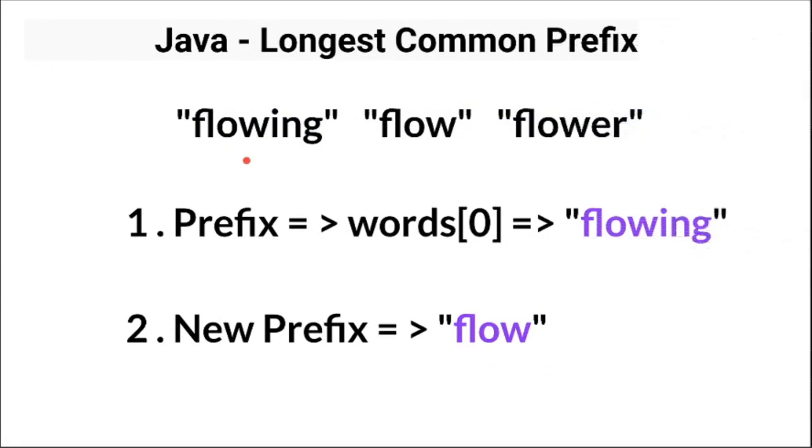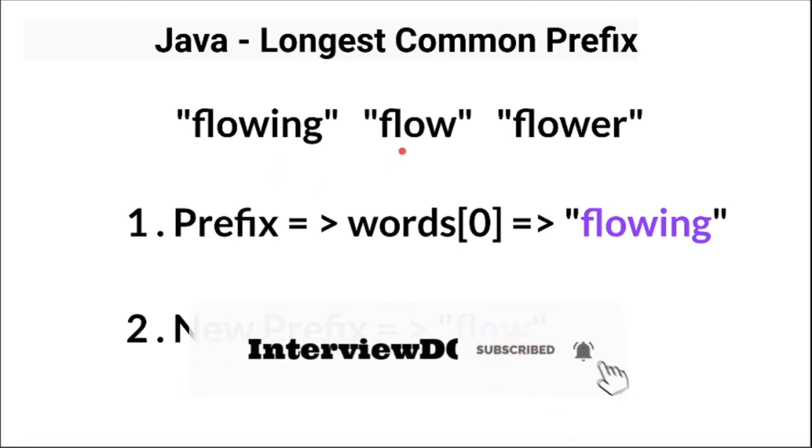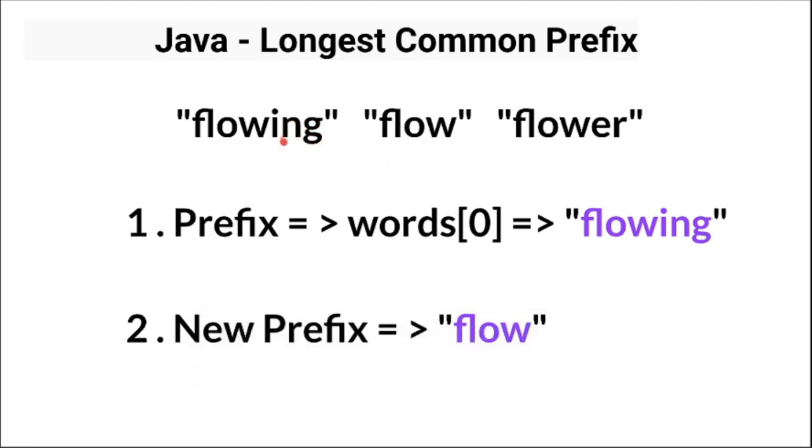In the second approach, we are going to assume the first word in the string array is the prefix, just an assumption, and then start comparing with the second word. The first word is not equal to the second word, so what we are going to do is remove the characters one by one until it becomes equal. That means flowing will become flow. After comparing these two words, the new prefix will become flow.